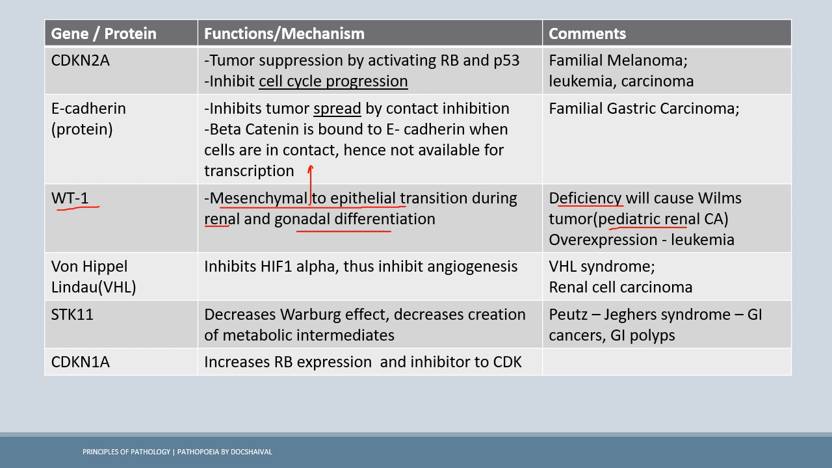And sometimes we know that the excess of Wilms tumor also causes leukemia. Okay, so there must be a balance, not the deficiency also or not the overexpression also. Both of them cause defects. The next is the von Hippel-Lindau gene, VHL gene, famous for the VHL syndrome. Now, for understanding the mechanism, let's first draw it on the whiteboard.